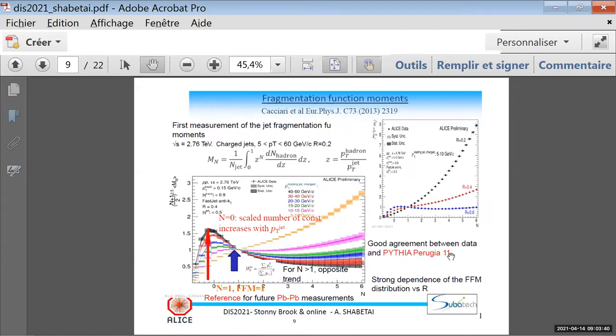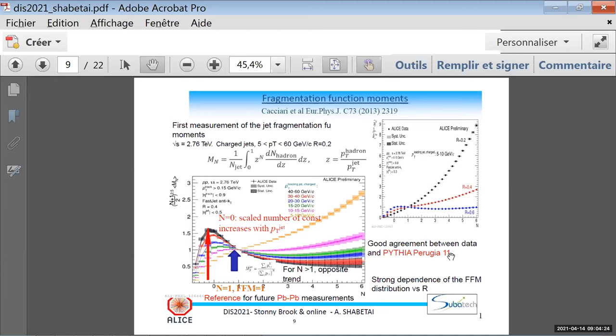Then you can do a bit more and look at the moments of the fragmentation function, defined as it is written in the formula on the top of the slide. So you get the integral of z to the power n dN/dz, normalized correctly. You get this strange and quite nice distribution on the bottom of the slide. For n equals 0, you get a scaled multiplicity, so basically a scaled value of the number of particles inside your jets. For n equals 1, by design it's 1. And then if you go to higher values of n, you get some curves which are decreasing as a function of the jet pT.